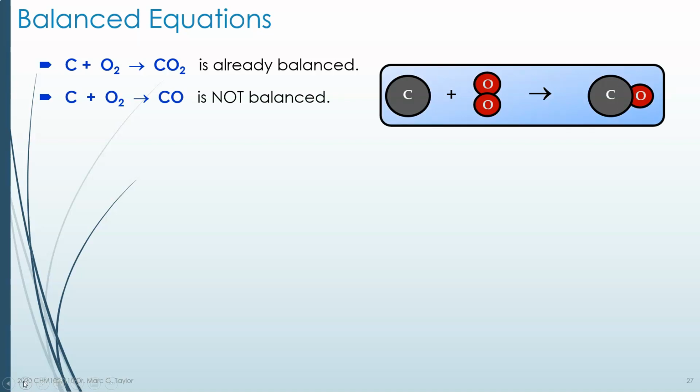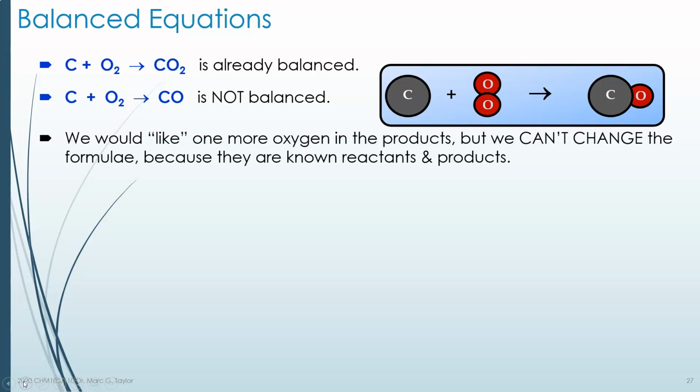Now in this equation, we have carbon plus oxygen gas produces carbon monoxide. And if I had 1 carbon plus 1 O2, that doesn't balance to give you 1 CO. Whereas in the first equation, 1 carbon plus 1 O2 does give me 1 CO2. It's already balanced. So we have to balance the second equation. And shown on the right here is a picture diagram of the carbon and an O2 molecule to make a CO molecule, carbon monoxide. And you can see right away, I don't have enough oxygens on the right side to balance the left side. So how do we fix that?